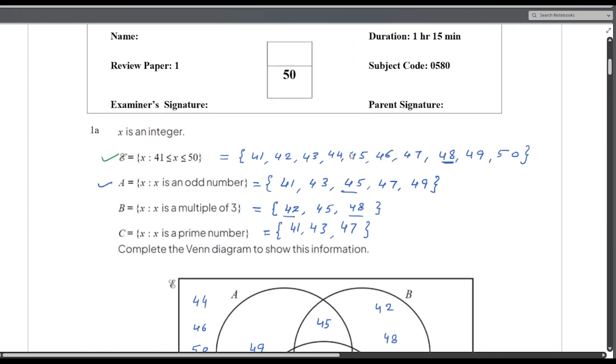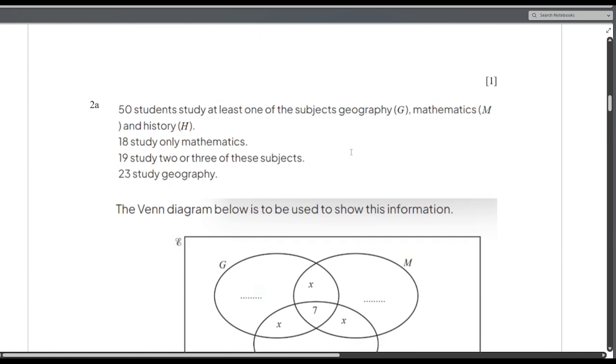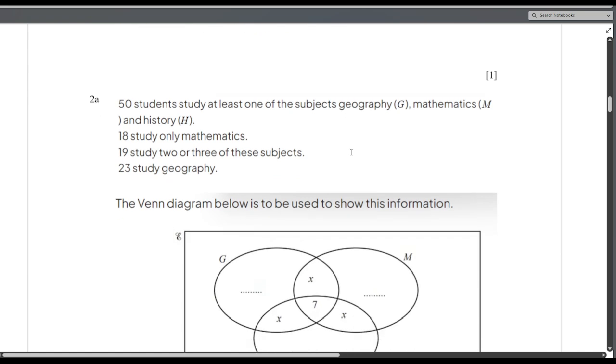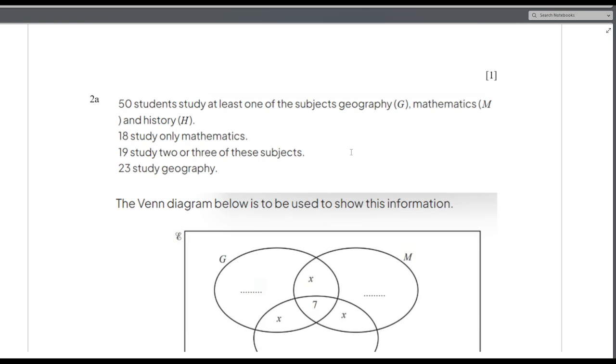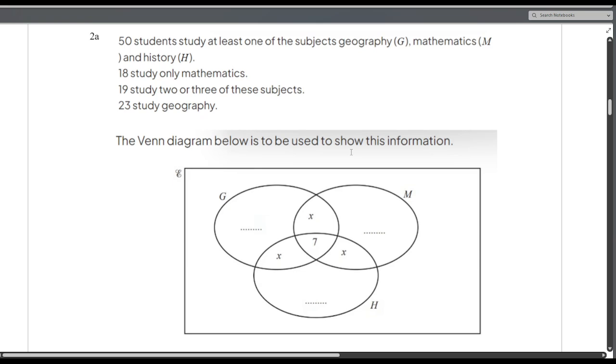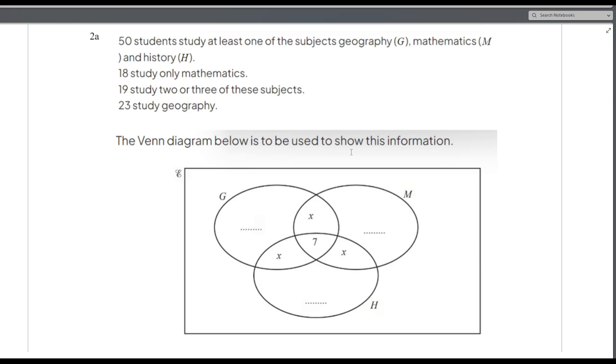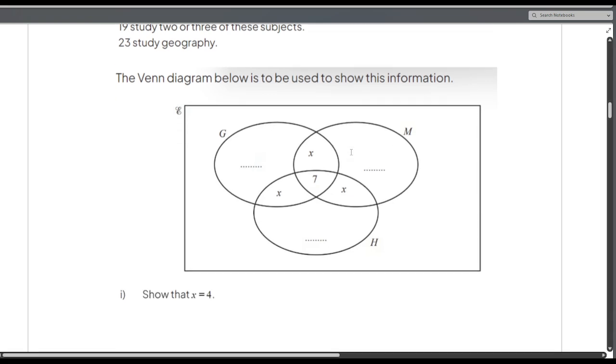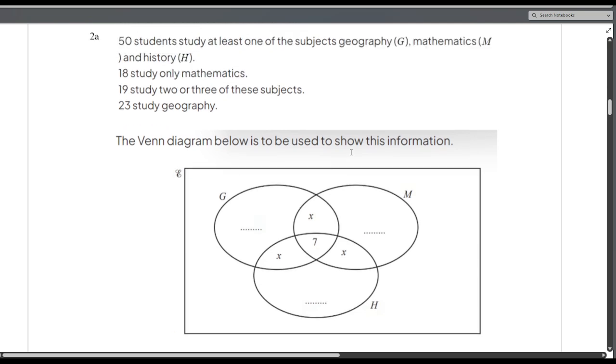Done question number 1. Okay, now let us move to question number 2. 50 students study at least one of the subjects geography, mathematics and history. 18 students study only mathematics. 19 study two or three of these subjects and 23 study geography. Show that x is equal to 4.